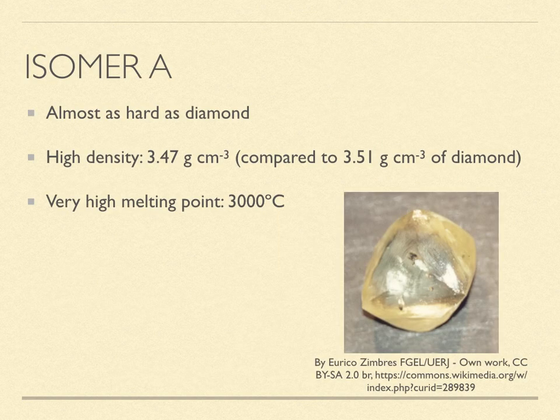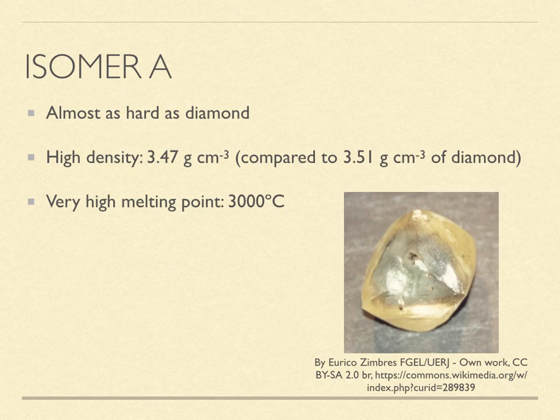Now we can start answering the question. It first wants us to decide what formula would describe isomer A. Is it a polyhedral molecule, B30N30, a 3D network, or a 2D layer structure? Well, the question describes it as almost as hard as diamond, with a high density of 3.47 grams per cubic centimeter, very similar to the textbook's density of diamond, which is 3.51 grams per cubic centimeter. It has a very high melting point of 3,000 degrees Celsius.